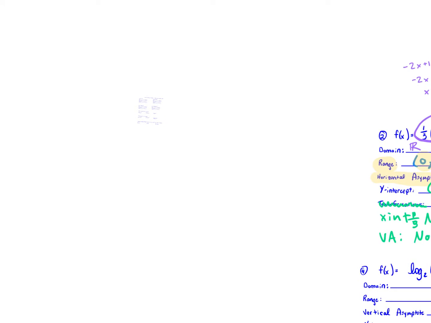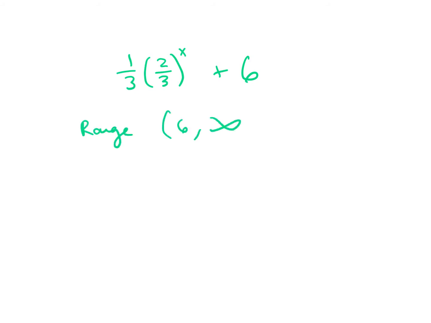So for example, if I had one that was like 1/3, I'll just make the same one, to the power of x plus 6 out here. My range would be from 6 to infinity, and my horizontal asymptote would be y equals 6. So this number that you're adding or subtracting at the end determines your range and your horizontal asymptote.